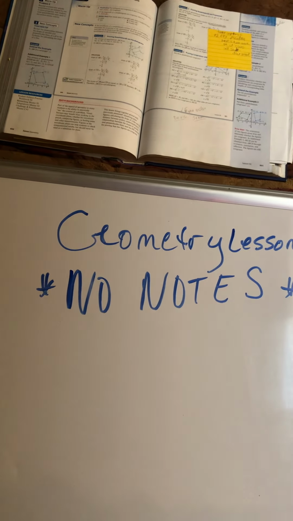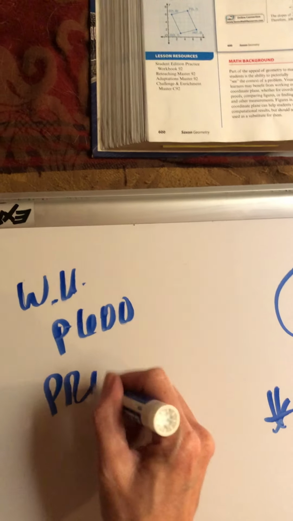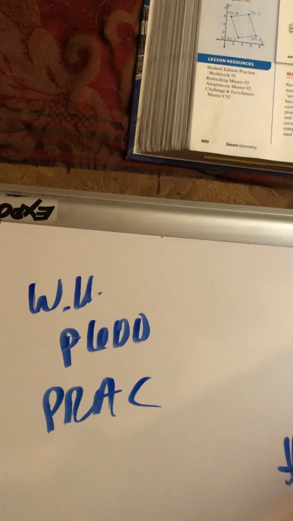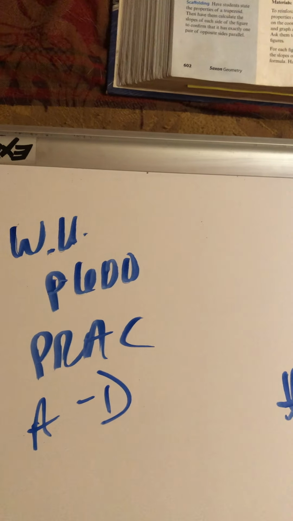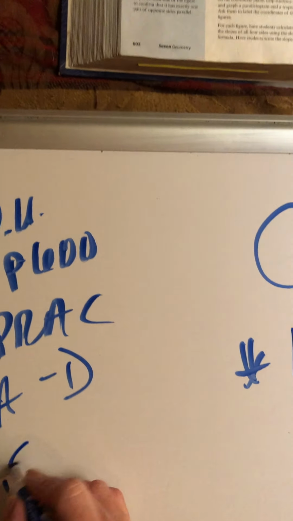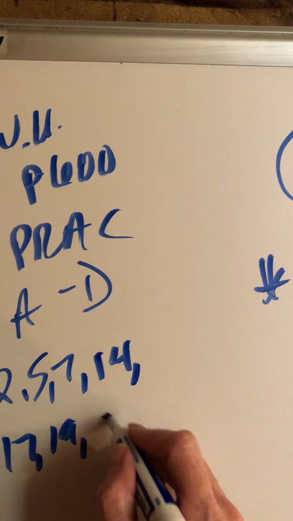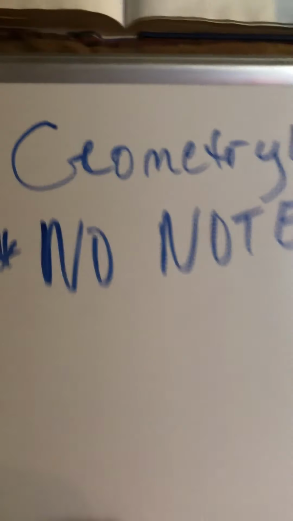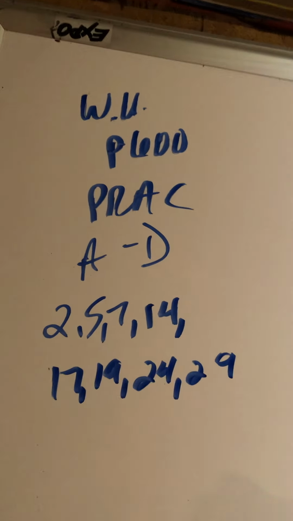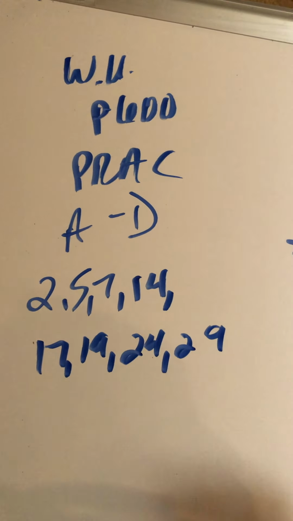I'm going to go ahead and give you the assignment on it. You're going to do the warm-up on page 600. We're about to do the practice together. It's practice A through D. We're going to do it together. And then you're going to do 2, 5, 7, 14, 17, 19, 24, and 29. Again, there are no notes.